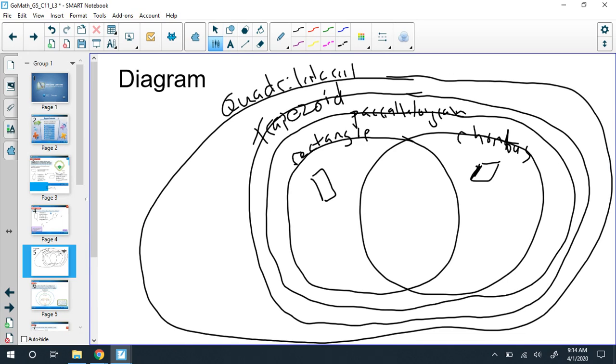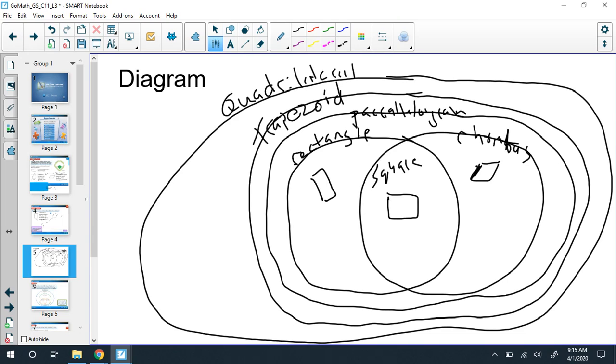Now, in the middle is where we end up with our 4 sides that are congruent. And I know that's not perfect. And we have 4 90-degree angles. And this is where we end up with our square. So you can see from this picture, hopefully, that a square is a quadrilateral. It's inside of there. A square is a trapezoid. It's inside of that circle. A square is a parallelogram. It's inside of that one. A square is a rectangle and a square is a rhombus, right?